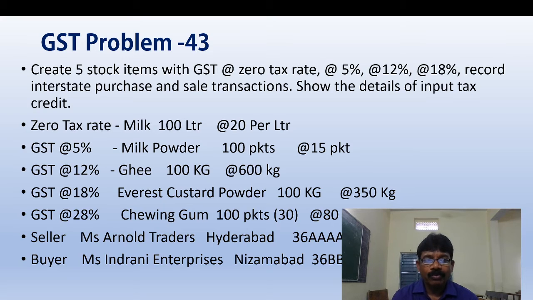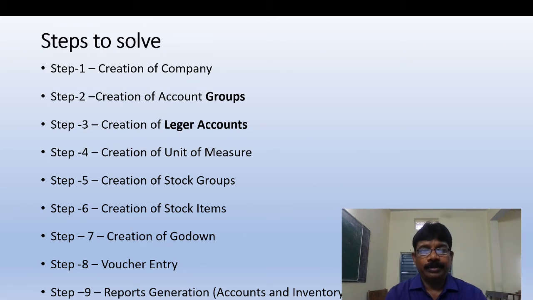Now we are doing this GST problem from the question bank of Theory and Practice of GST. That is problem number 43. Create 5 stock items with GST at 0 tax rate, 5%, 12%, 18%, 28% also. Record interstate purchase and sale transactions. Show the details of input tax credit. We have one seller and one buyer. Indrani Enterprises in Nizamabad bought these items from Hyderabad, that is Arnold Traders. So we will go to Tally.